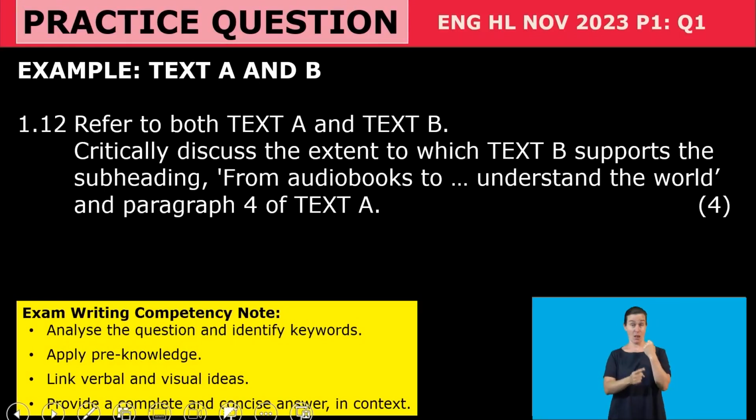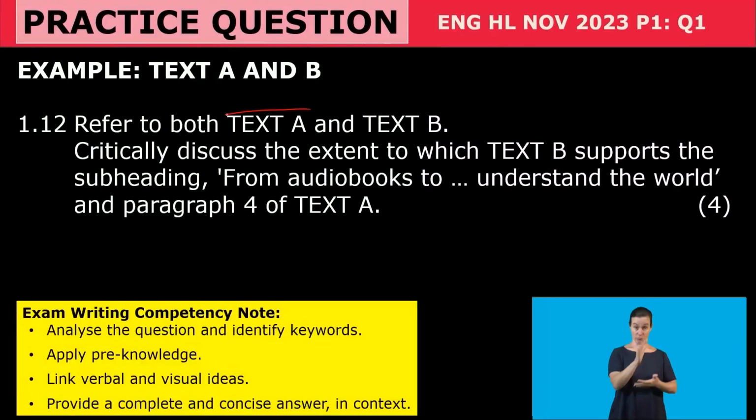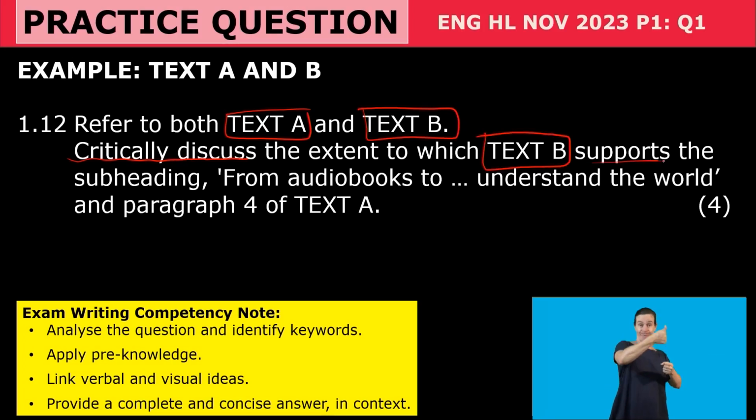Now let's look at the last question. As you know, there will always be a comparative question where you take text A and text B and compare those in a specific way. So 1.12 says refer to both text A and text B, but more specifically, make sure you understand the question. Critically discuss is our verb of questioning. The extent to which text B, so that's the entire text B, supports the subheading, only the subheading, and paragraph 4 of text A. So you'll have to go back to each one of these to find the answers.